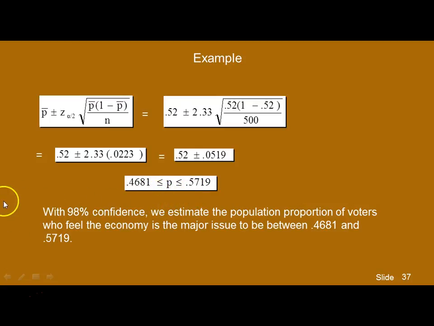So we interpret this by saying with 98% confidence, we estimate the population proportion of voters who feel the economy is the major issue in the election to be between 0.4681 and 0.5719.